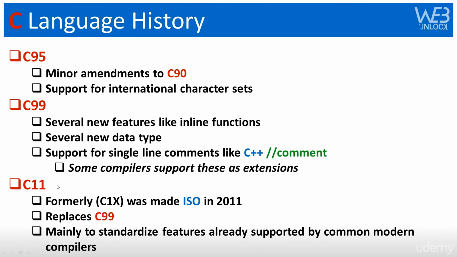In 2011, there was another ISO standard, also known as C1X, referred to as C11. It replaces C99. The main reason for it was to standardize some of the features that started showing up in modern compilers.